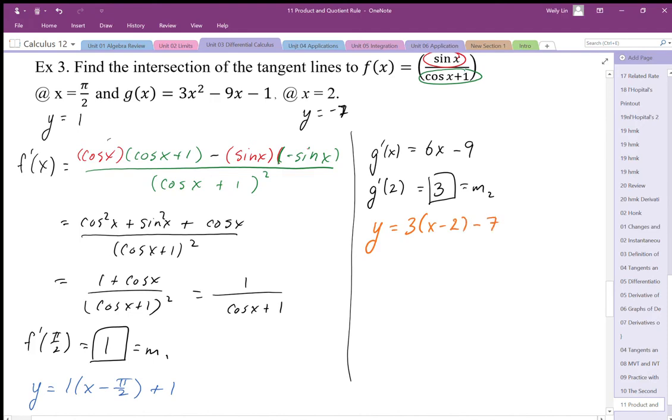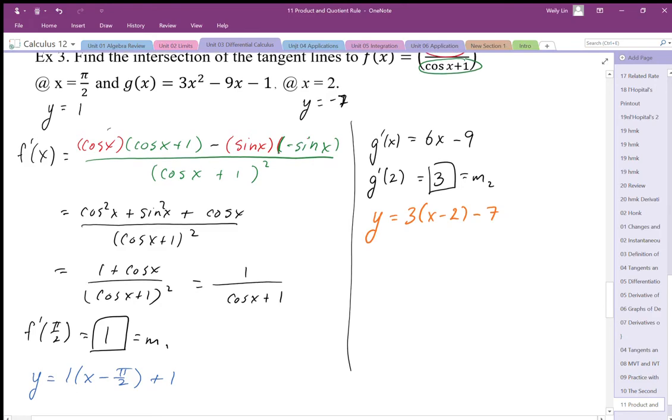I can now solve this. I'm just going to graph this and solve this one. Okay, so I'll show the graph of this on Desmos.